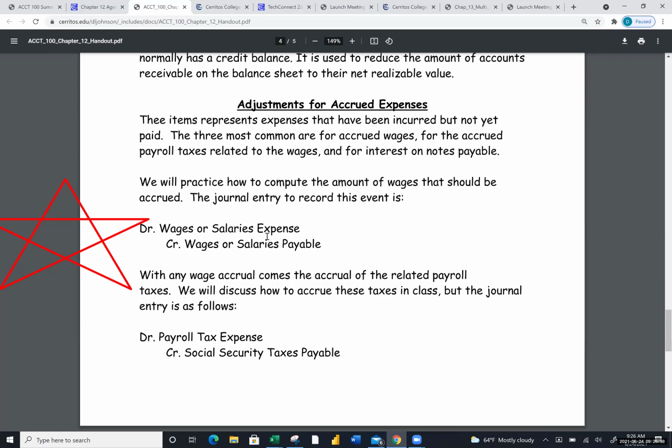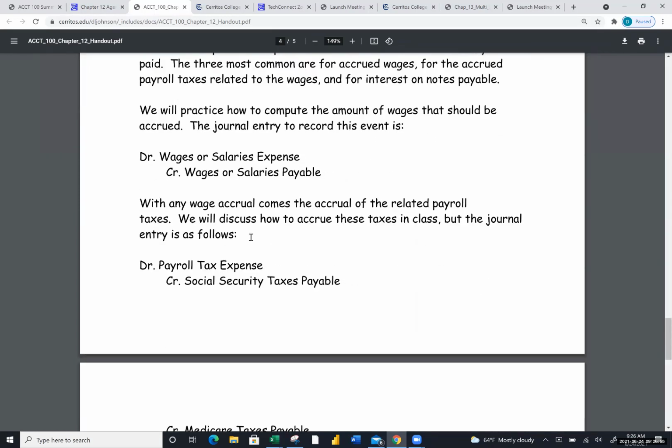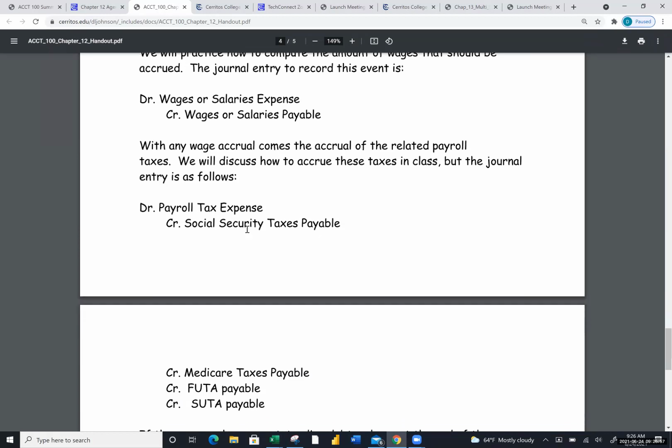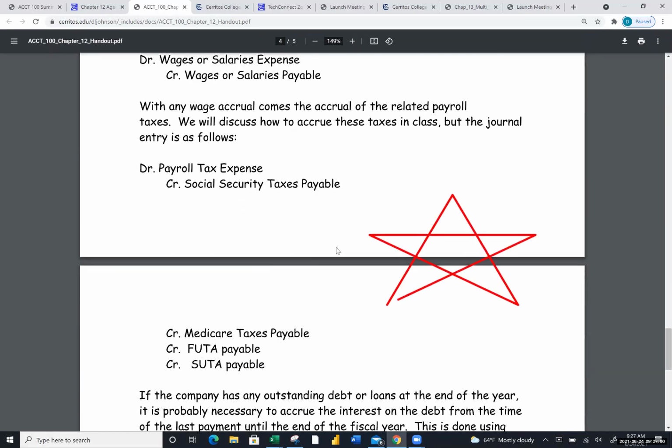Why? Back to the matching principle. Our employees have been working hard to help us generate sales during that period. Since the revenue's on the books, the related cost of their work, called wages or salaries expense, also has to be on the books. And in addition to that, not only do the wages have to be on the books, but these 4 payroll taxes that we've been learning about in chapters 10 and 11 need to be considered. And so not only will we accrue the wages, but we'll accrue the taxes related to the wages.